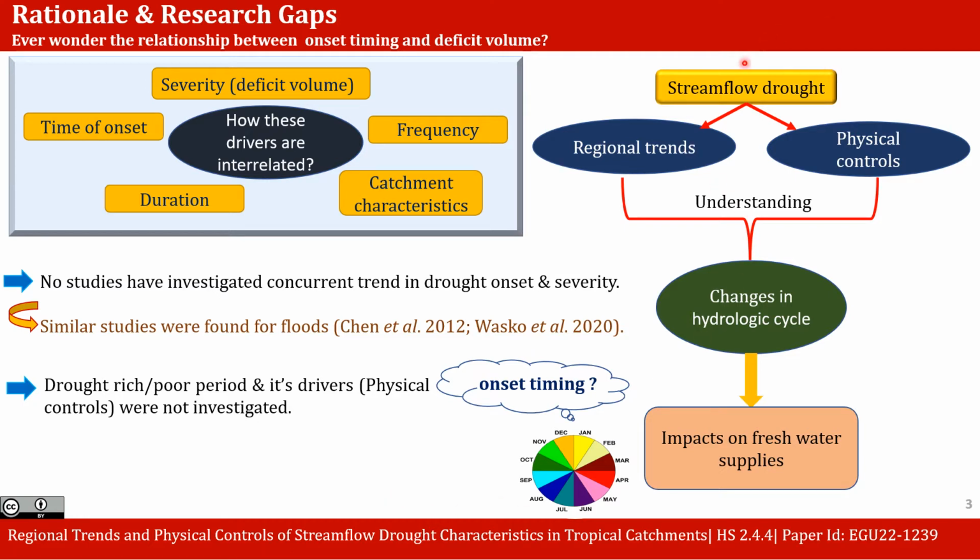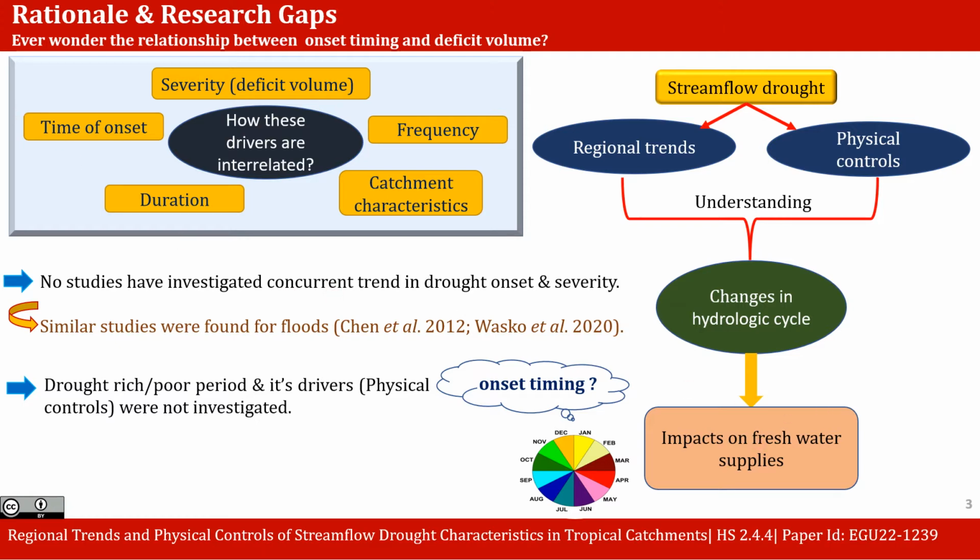What is the basic motto of this study? We are understanding streamflow drought, capturing the seasonality, and describing the regional trends and the physical controls, and understanding their synthesis and changes in the hydrological cycle. Does it impact our freshwater supply? If it does, how do we tackle it in the future, and what steps should we take further?